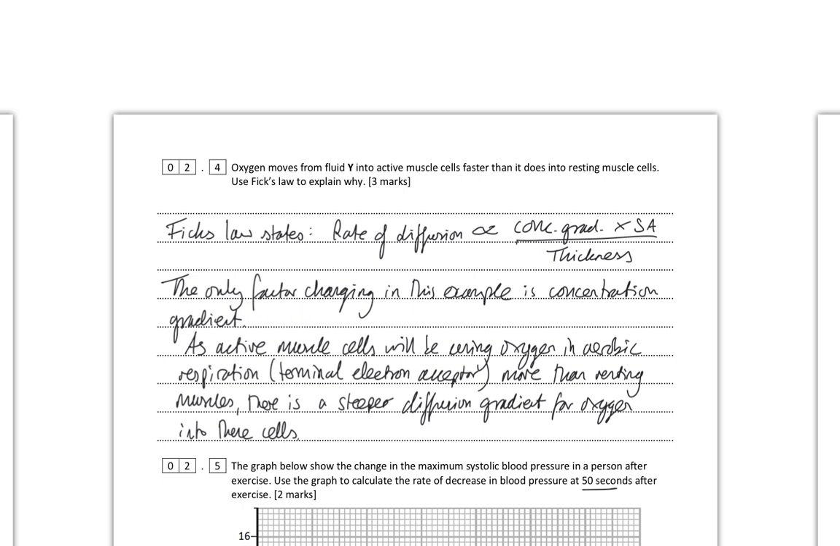And then as active muscle cells will be using oxygen in aerobic respiration, I put now that it's the terminal electron acceptor, just because if it was on a paper 3, this could be a marking point. If it's on paper 1, it's based on topics 1 to 4, so it wouldn't be on a mark scheme. But again, there's no harm in putting it, and therefore there's more. So the one in the active is using more oxygen in aerobic respiration. Therefore, there's a greater or steeper concentration gradient for oxygen to diffuse into those cells.